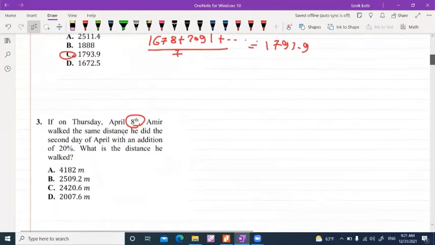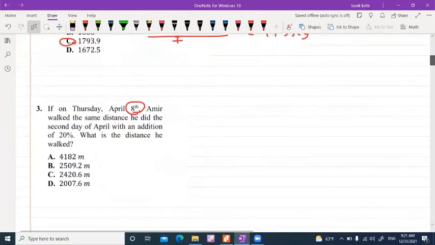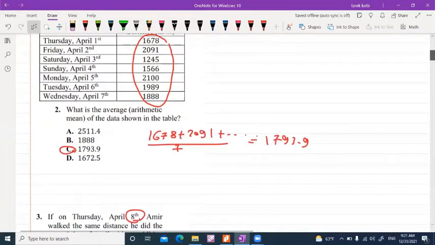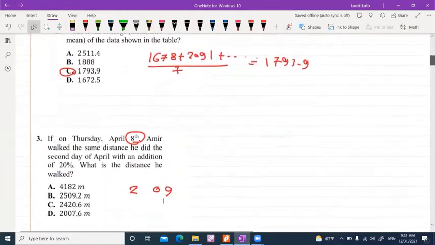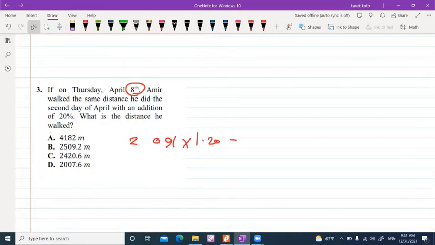This 2091, I want to increase it by 20%. It means you multiply it by 1.20. This is the easiest way to increase it by 20%. You will get 2509.2, which is number B.